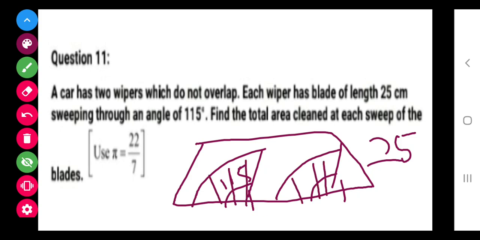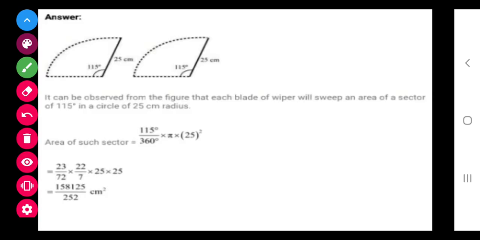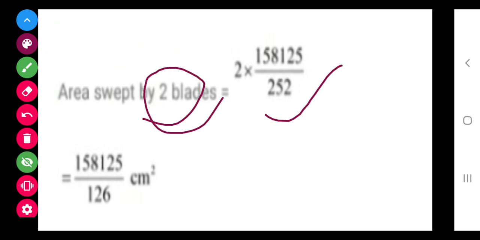So we will get the area of this sector, and we will multiply by 2. So to get the area of both the sectors, you can see this diagram. So area of sector, and finally we will have to multiply this by 2. Area served by 2 blades, this.